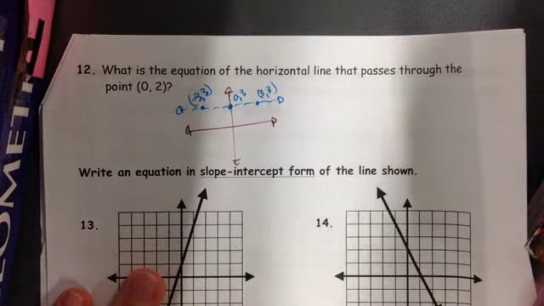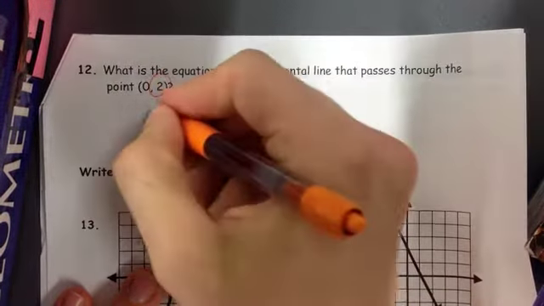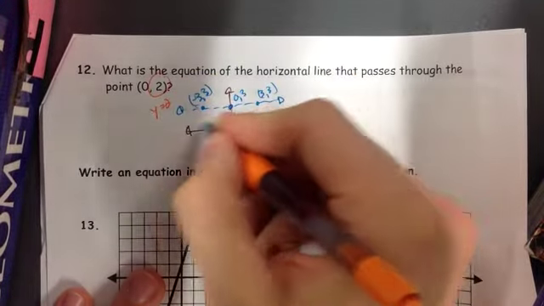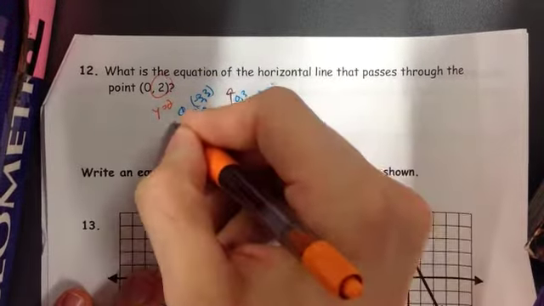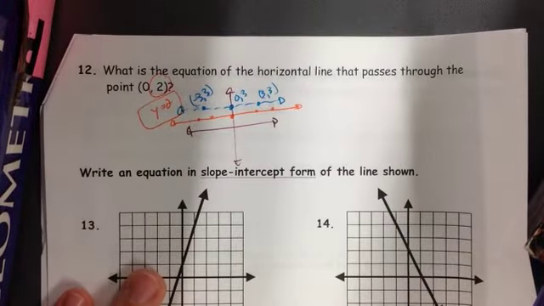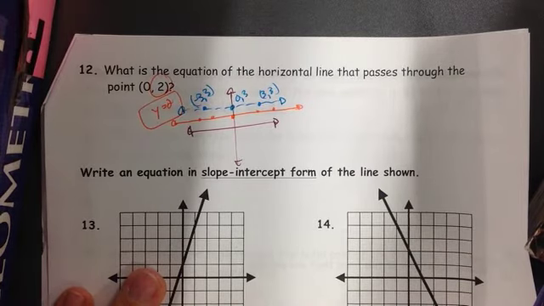So when you look at this example, your y value for the point at 0, 2, the y is equal to 2. That means at all the points on this line, y needs to be equal to 2 in order to make it horizontal. So my answer here is going to be y equals 2. And we'll cut the video.